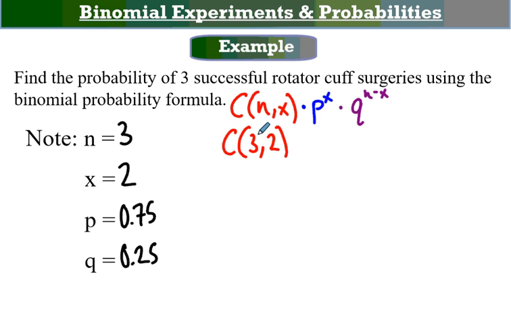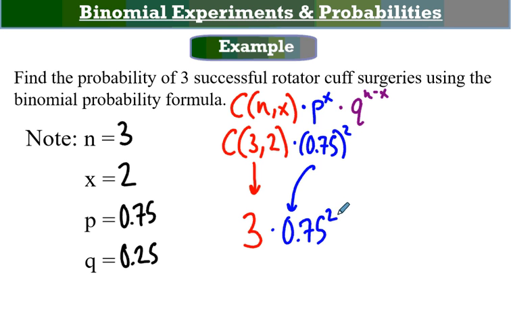First piece, from 3 trials, how many ways can I get 2 successes? You grab a calculator and type in 3 choose 2, or you saw from our warm-up, that is going to be 3. Next piece, I need 2 successes. Each success has a 75% chance of occurring. So 0.75 squared. That will go right here. And each trial has a 25% chance of failing. So I need 1 failure. I'm only going to multiply by 0.25 once because there's only 1 failure.